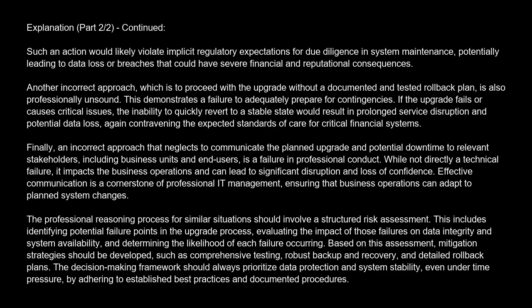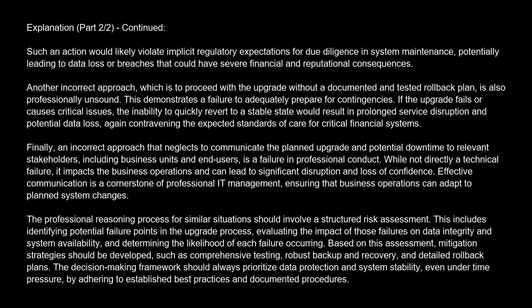Another incorrect approach, which is to proceed with the upgrade without a documented and tested rollback plan, is also professionally unsound. This demonstrates a failure to adequately prepare for contingencies. If the upgrade fails or causes critical issues, the inability to quickly revert to a stable state would result in prolonged service disruption and potential data loss, again contravening the expected standards of care for critical financial systems.